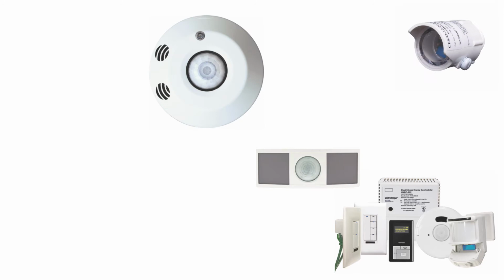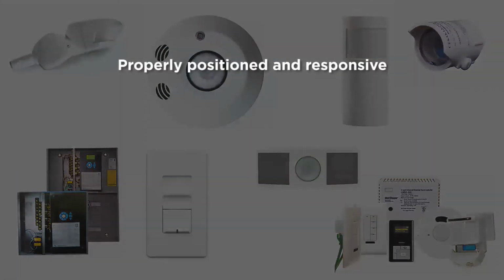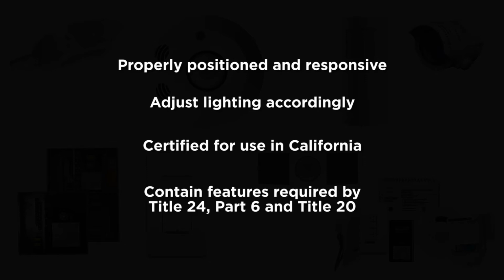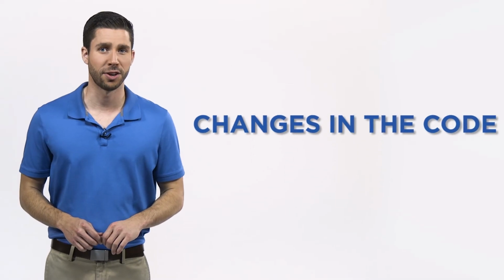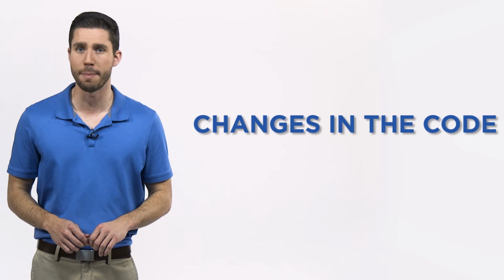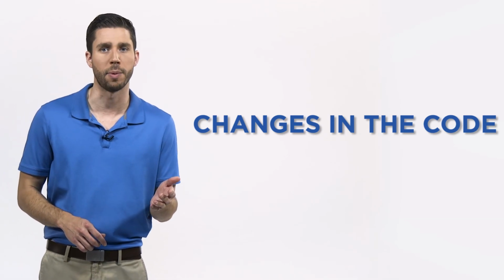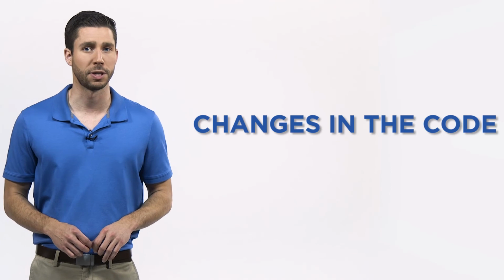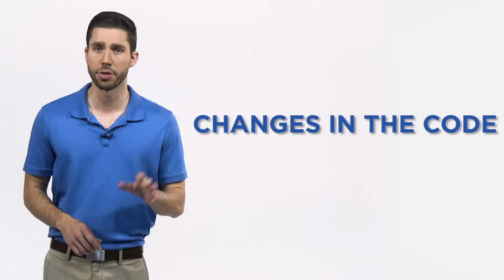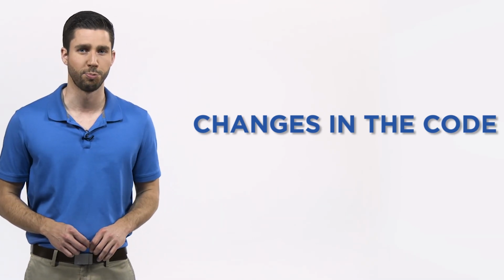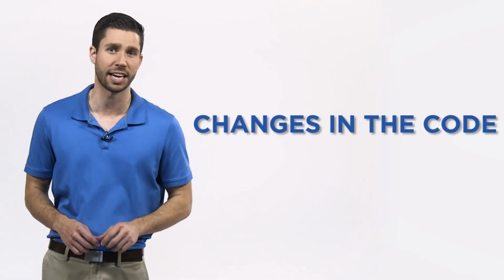Acceptance testing for these controls ensures that the devices are properly positioned and respond only to activity within the area of the controlled lighting, adjust lighting according to the space requirements, are certified for use in California, and contain certain features required by the energy standards and the appliance efficiency regulations. The 2016 energy standards include updates that enhance and simplify many aspects of the 2013 requirements for lighting controls, acceptance test requirements, and procedures for both indoor and outdoor spaces. We'll go over these changes briefly in this section of the video.